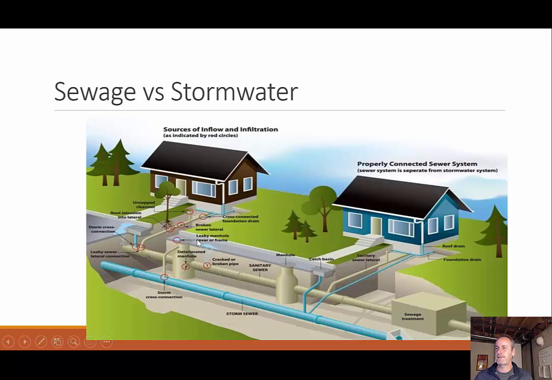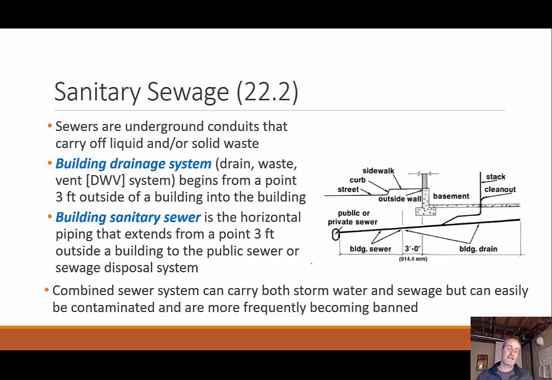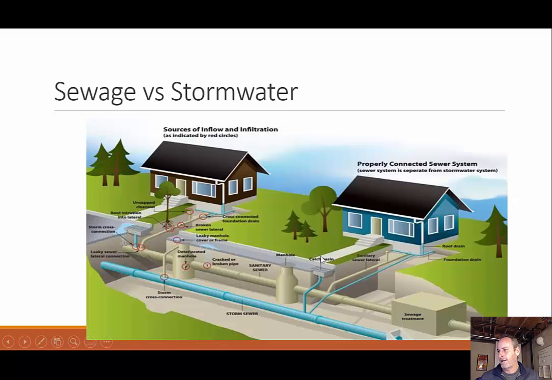Now, in general, I want to keep these two separate from each other, although some codes did allow you to intermingle them, right? What about this whole sanitary sewage? These are sewers that are underground, conduits, and carry off liquid or solid waste. We have the building drainage system, a drain waste vent, or a DWV system, right? That's inside the building. It begins from a point 3 foot outside the building and includes everything that's going on inside the building. Versus a building sanitary sewer, which starts from that 3 foot away and then goes to that public sewer line. So looking on here, we're still talking about inside the house. So now we're talking about that one that comes about right here, goes into the sanitary sewer, right?